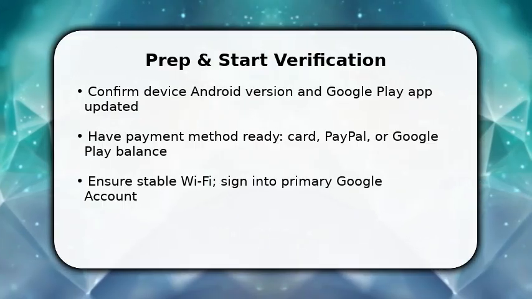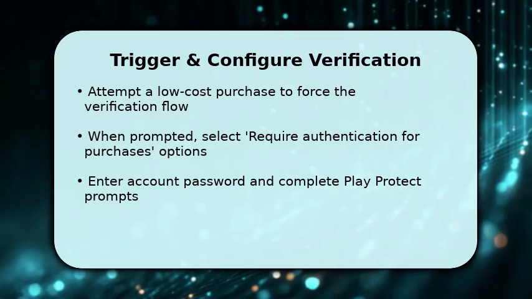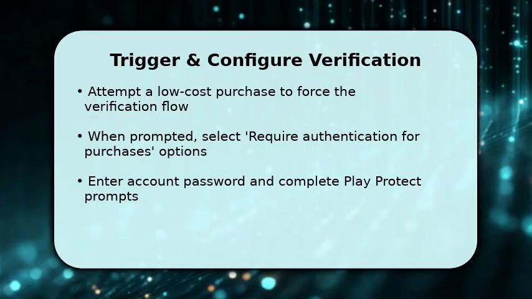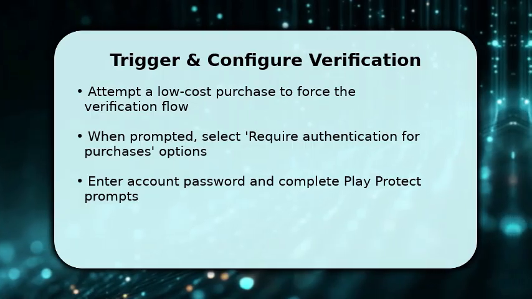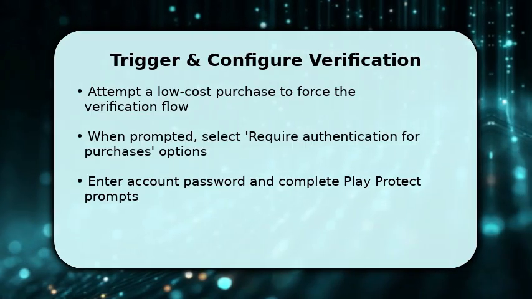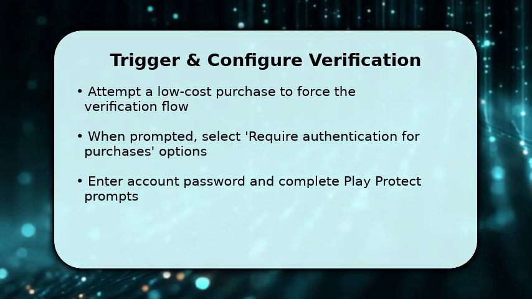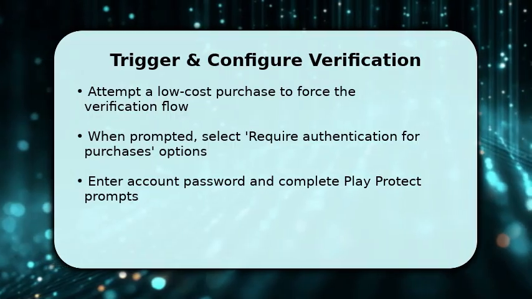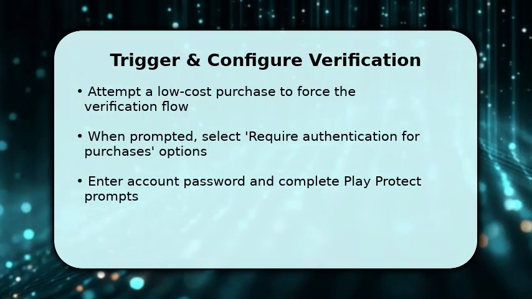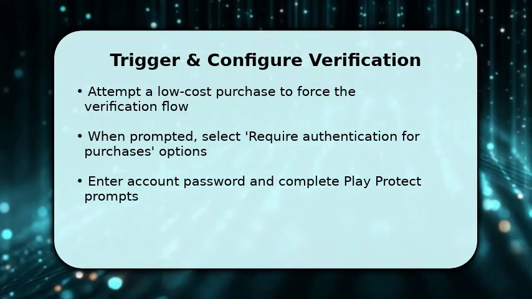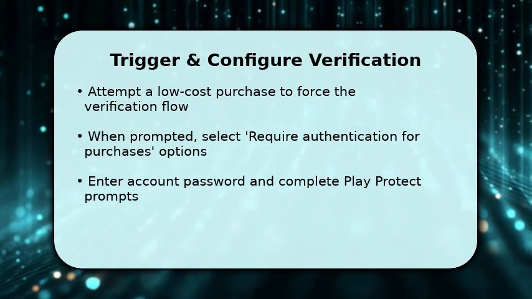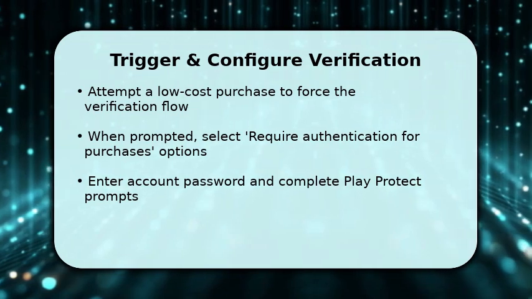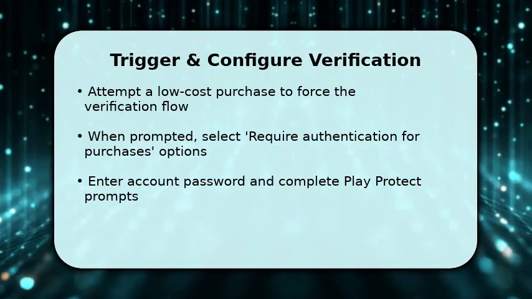Now you trigger the verification flow by making a small purchase or subscribing to a free trial. This forces Google Play to prompt for verification. When the authentication dialog appears, choose the option requiring authentication for every purchase or for purchases made on this device. Pick the tighter setting if others access your device. Enter your Google account password and confirm biometric or PIN if requested. This configures Play to consistently verify future transactions and links the payment method to the verification.